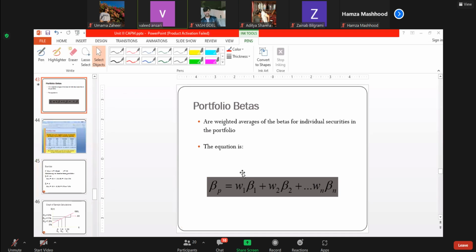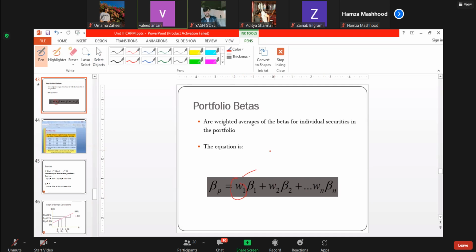So how is the portfolio beta calculated? The calculation is very simple. We calculate the individual betas, as I've shown you. For example, there are 3 securities, or n number of securities. We multiply each beta by the amount invested.